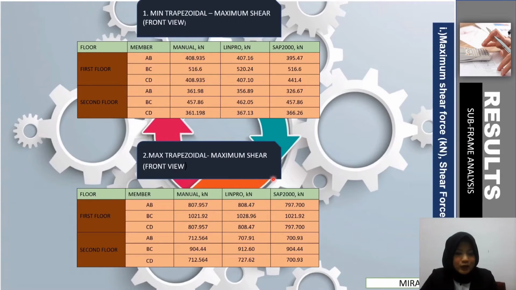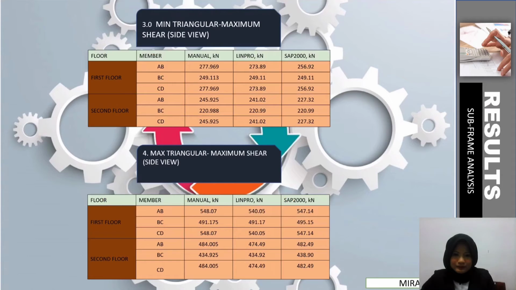Okay, so this is our results of subframe analysis of maximum shear force in kilonewtons. As you can see here, we have two structures, which are the minimum trapezoidal front view, and secondly the maximum trapezoidal front view. And this result we analyzed by using manual calculations and appropriate software, 2D, which is LinPro, and also 3D software, SAP 2000. Okay, next is the minimum triangular maximum shear, and lastly the maximum triangular for maximum.